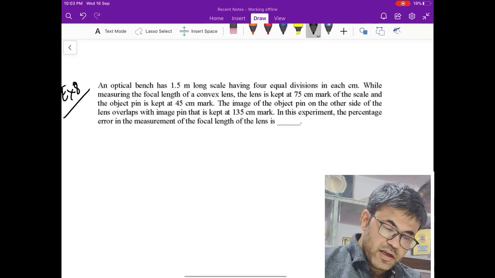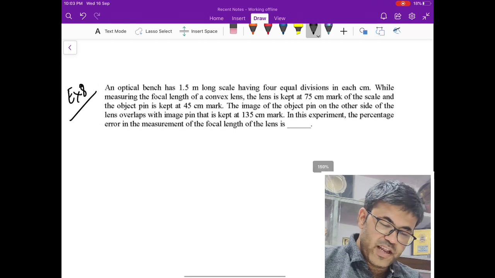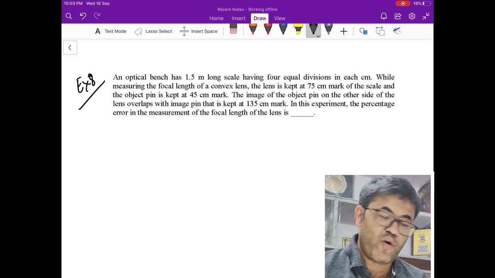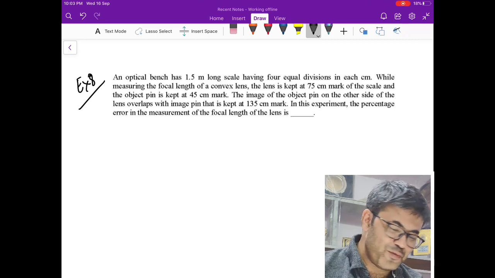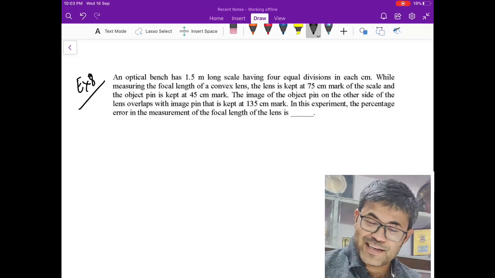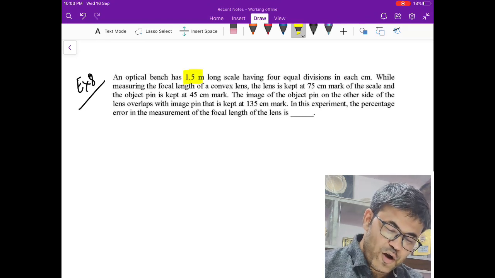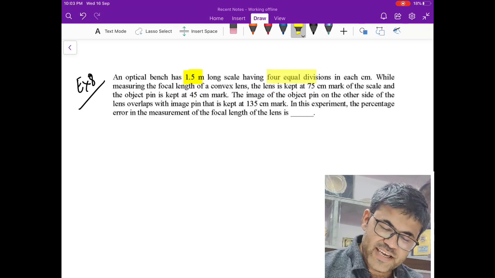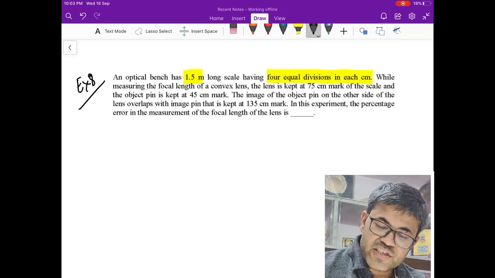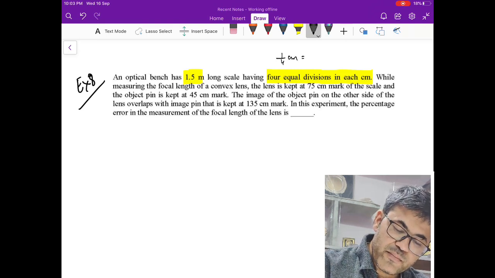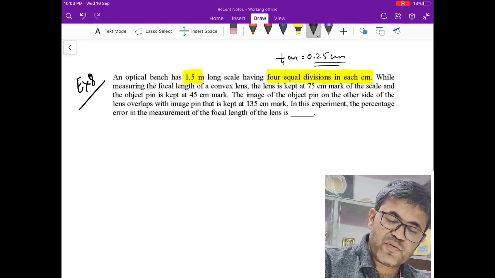an optical bench question. This is a question from last year, and this was a question that initially I myself did wrong. My answer was coming half of what was given by JEE, and I was wondering that the answer of JEE might be wrong, but now I realized I was wrong. So see this: the optical bench has a 1.5 meter long scale having 4 equal divisions in each centimeter. This is very crucial. 4 equal divisions in each centimeter means the least count would be 1/4 of a centimeter, or you can say it is 0.25 centimeter. So this would be the error in every marking.